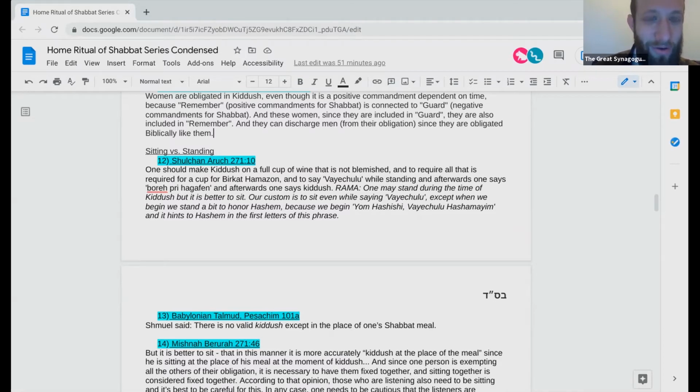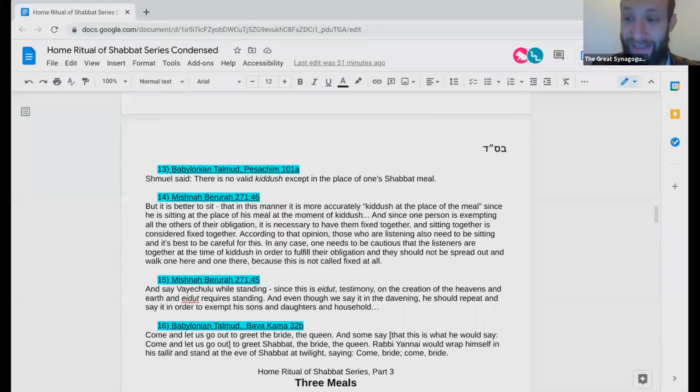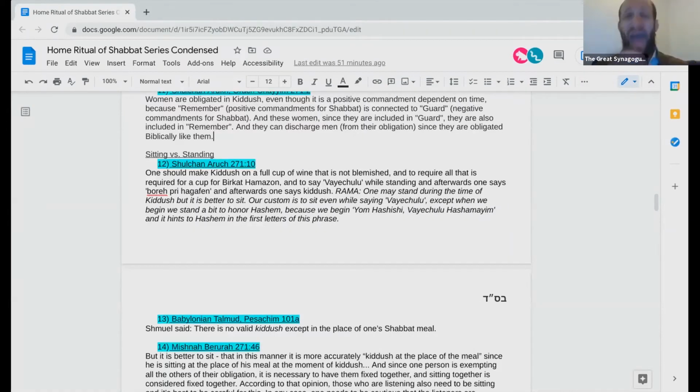Okay, sitting versus standing. I highlighted all the sources for this one because I think it's an interesting topic. What is the choreography for Kiddush? And there are some interesting variables at play in how we make this decision.